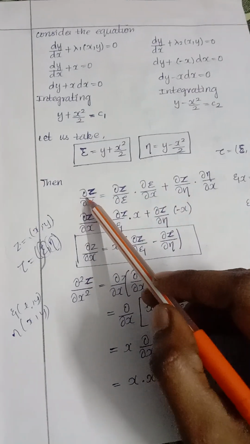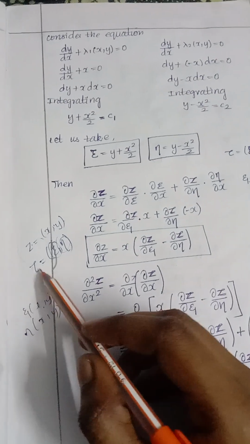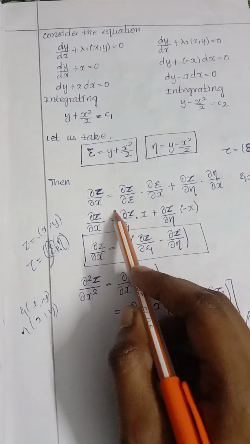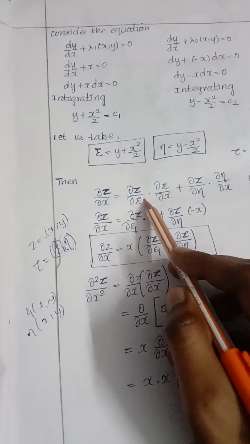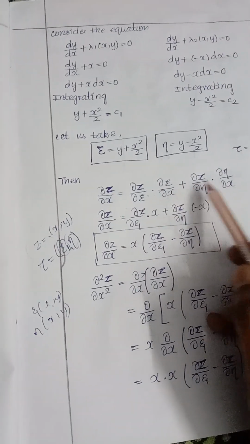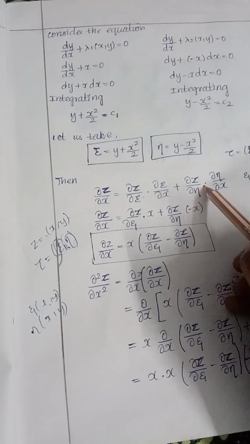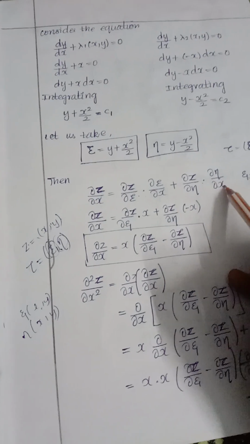So ∂z/∂x can be differentiated as ∂z/∂ξ times ∂ξ/∂x. Likewise, plus ∂z/∂η times ∂η/∂x.